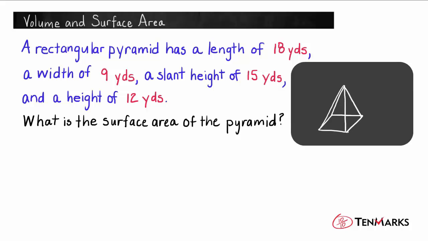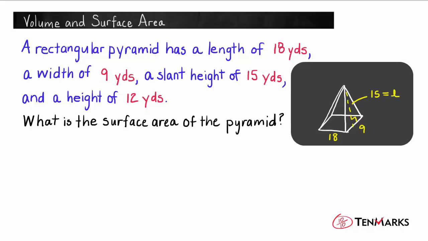Now we're given that the length is 18 yards, the width is 9 yards, and that there's a slant height of 15 yards. Now remember, the slant height is the outside height, making a 90-degree angle with one side of the base. So this piece here is going to be 15 yards, and usually that's denoted by L in a formula, or you could write out the word slant height.